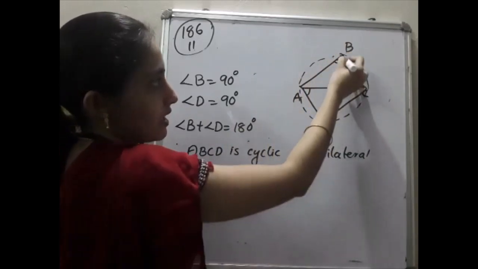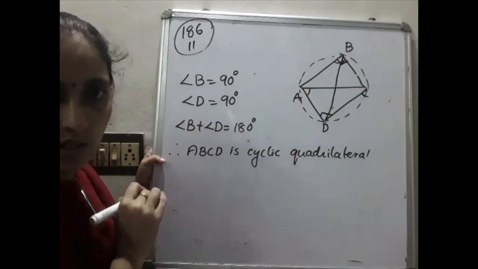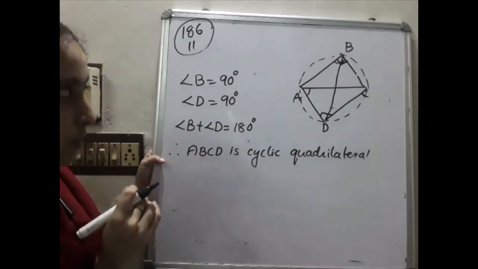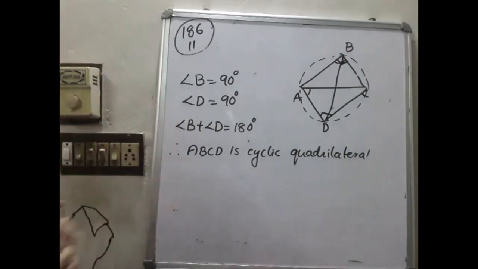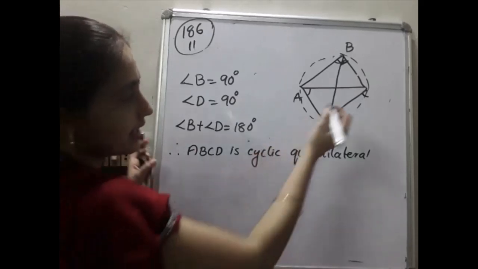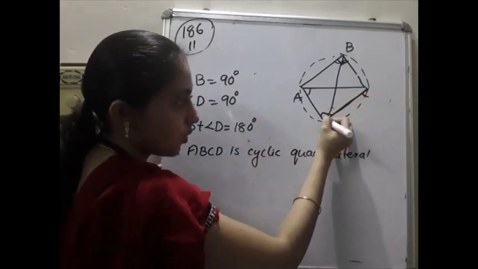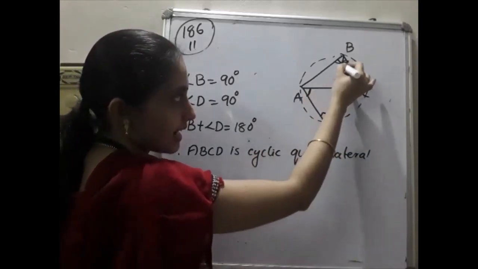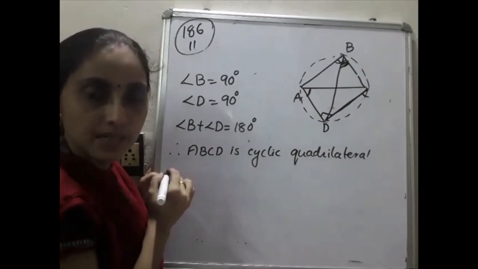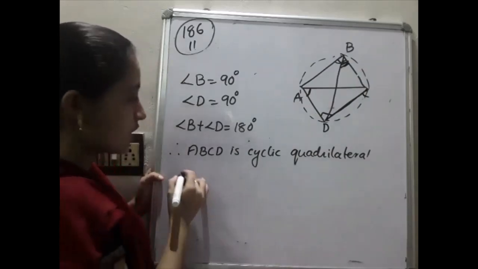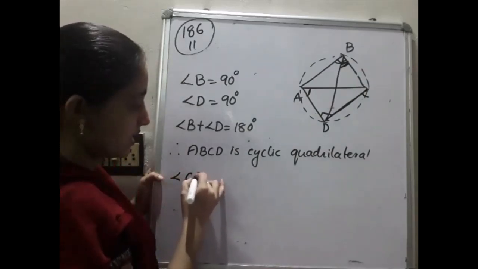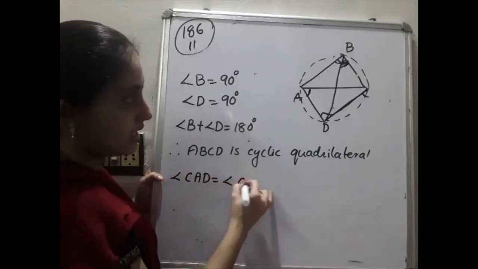CBD means this part. This and this are equal. That you have to prove. Okay, so please write down these portions. If it is a cyclic quadrilateral, then DC is a chord. And this angle represents what? Angle on the same segment, is it? So we can write angle CAD is equal to angle CBD.